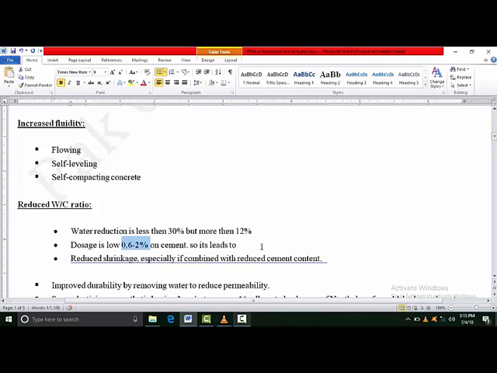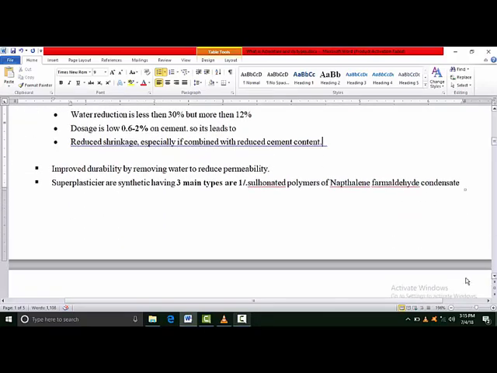As I have already discussed in plasticizer, the cement content decreases, heat of hydration decreases, and it reduces the shrinkage, as in plasticizer. This case is also in super plasticizer, okay. So it improves durability by reducing permeability. Our concrete becomes more durable because the permeability and the diffusion of water and some other materials, some other liquids, becomes nearly impossible and is reduced, okay.